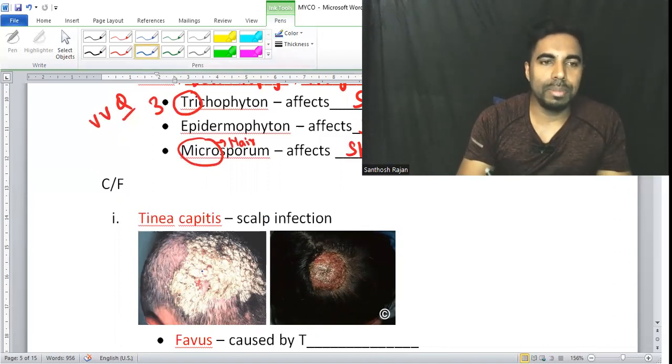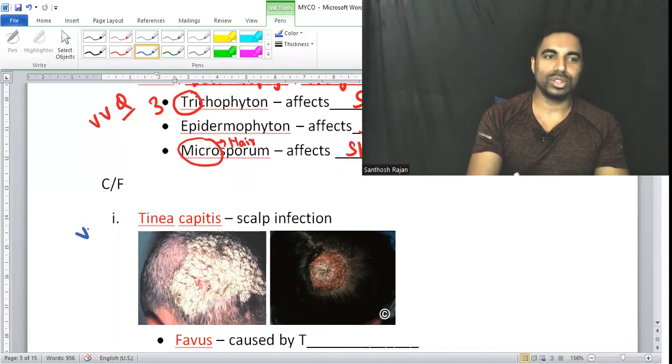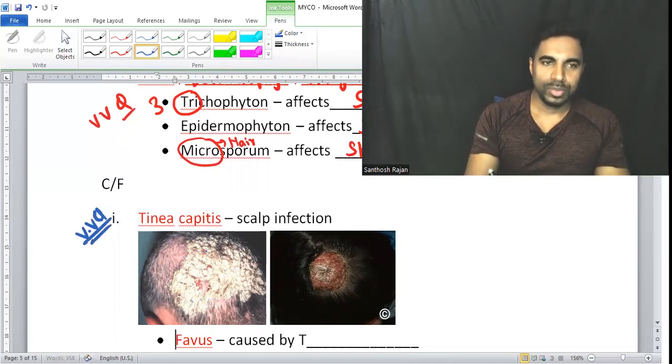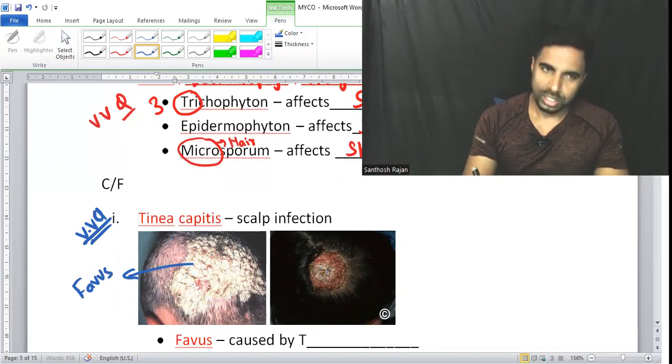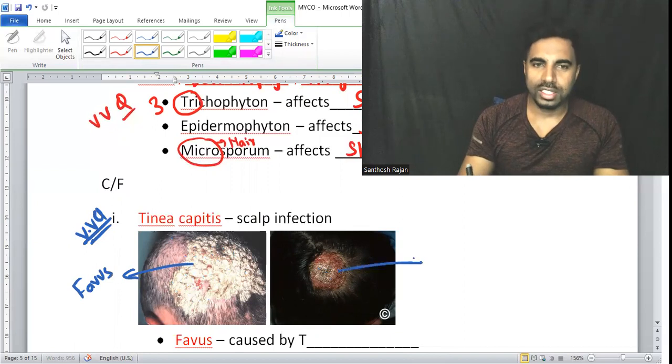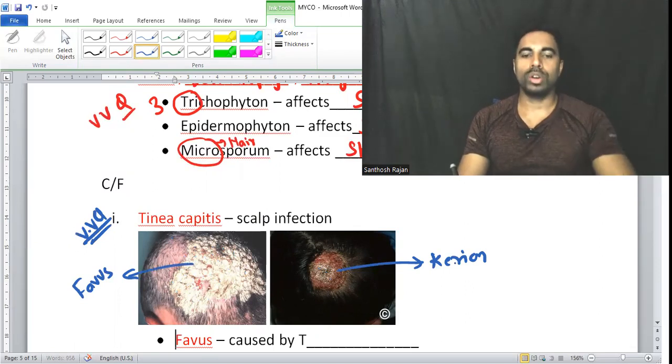Tinea capitis is a scalp infection. Now, just by seeing the picture, you can tell. I know surely they've asked this question many times. The first one, what you're seeing, is the favus, the crust. Then there's a crusty crust here. A scalp with a crust, that is favus. It's a tinea capitis infection only. And this is called kerion, like a boggy swelling. Boggy swelling is kerion. Now, what are the causative agents?